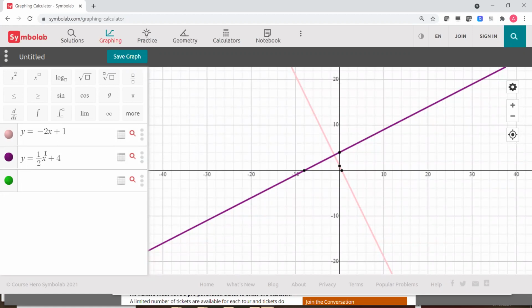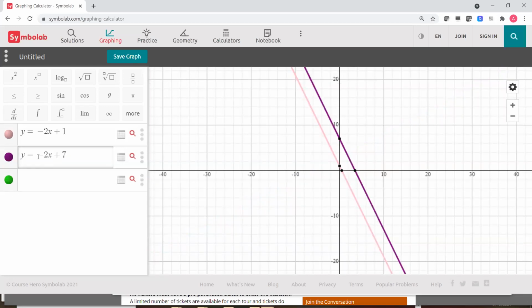So while we're at it, let's do a couple of parallel lines. You can see, yes, the distance between them is a constant. They will never cross, okay?